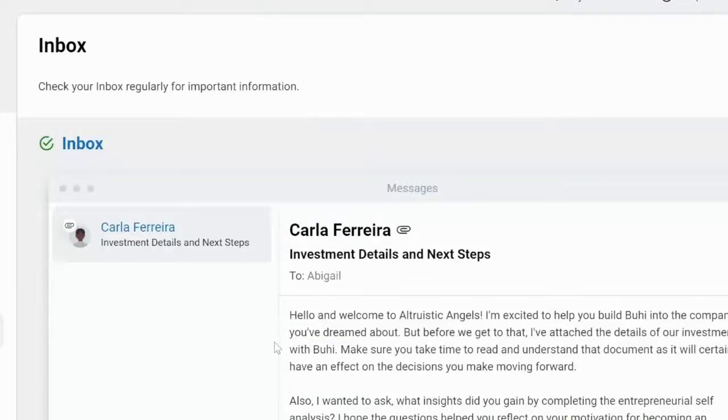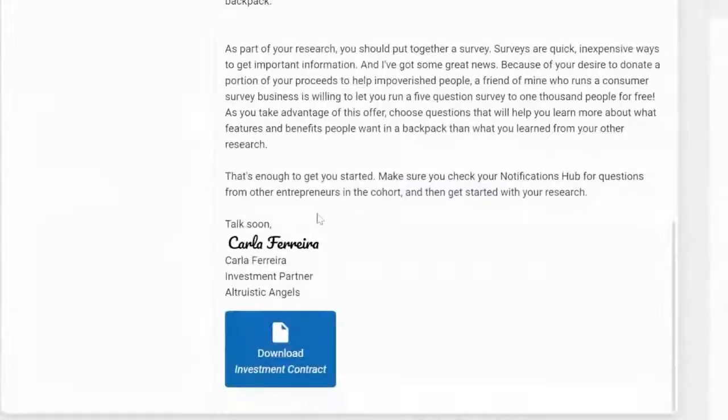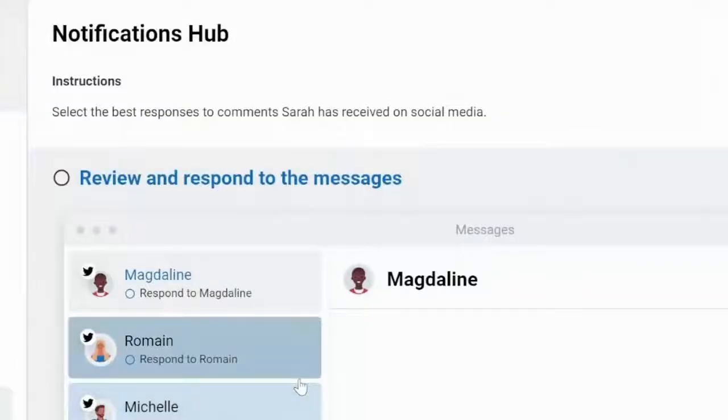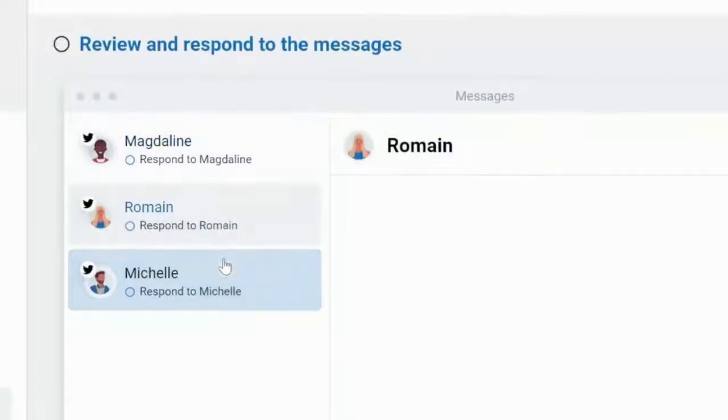Students will find contracts, memos, reports, and market research in their inbox, so they should check it regularly. These documents help students accomplish their tasks each round. Next, students should check the Notifications Hub, where they'll answer questions from other entrepreneurs. And if students don't select the best answer, that's okay. This simulation highlights where to find more information in the Entrepreneurship Courseware.